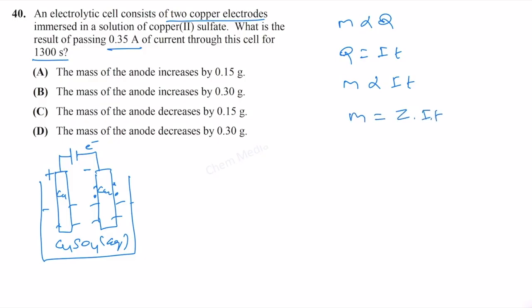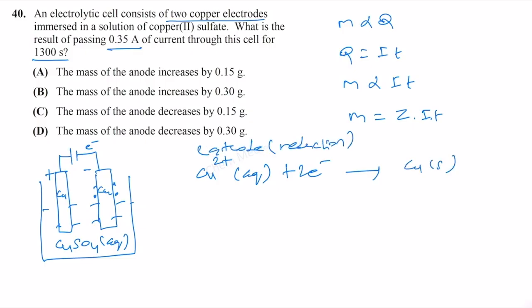Therefore, the half reaction happening at the cathode in this case is we will be having copper 2+ in the aqueous medium, that will gain 2 electrons and will become copper solid. So this will be happening at the cathode, reduction. Therefore, the valency factor here is 2, because when we have 1 mole of copper 2+, we require 2 moles of electrons so that we can get 1 mole of copper solid.